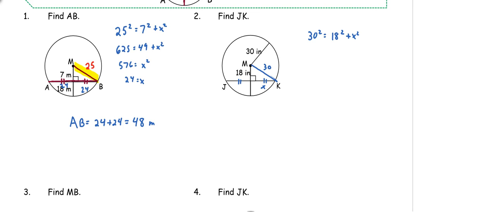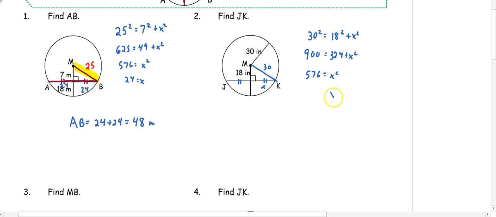So 30 squared gets us 900. 18 squared is 324 plus x squared. So I can subtract 324 from both sides. I get 576 equals x squared. So again, x is 24, which means that each part of the chord is 24 and 24. So JK is equal to 24 plus 24, which would be 48 inches.